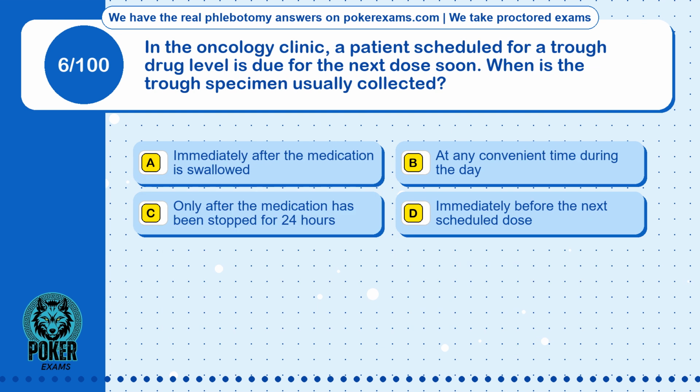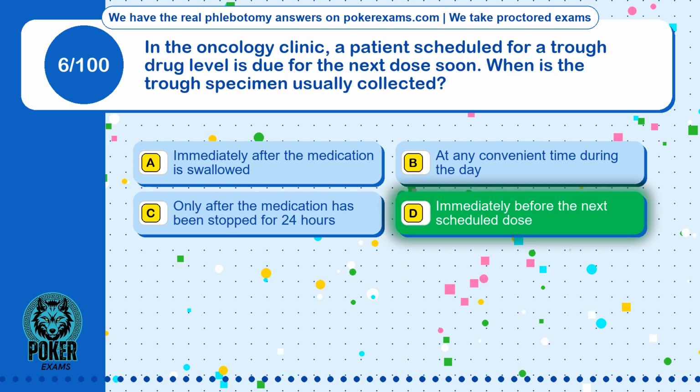Question 6. In the oncology clinic, a patient scheduled for a trough drug level is due for the next dose soon. When is the trough specimen usually collected? Option A, immediately after the medication is swallowed. Option B, at any convenient time during the day. Option C, only after the medication has been stopped for 24 hours. Option D, immediately before the next scheduled dose.